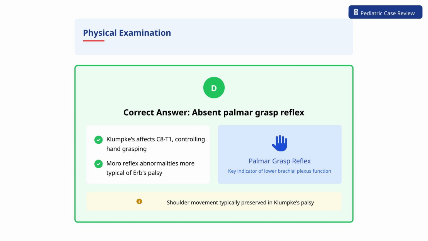Absent palmar grasp reflex on affected side. Since Klumpke's palsy affects the C8 and T1 nerve roots that control hand function, the palmar grasp reflex will be absent or weak. The Moro reflex may be preserved because shoulder and upper arm movement is relatively spared, unlike in Erb's palsy, which affects the upper brachial plexus.